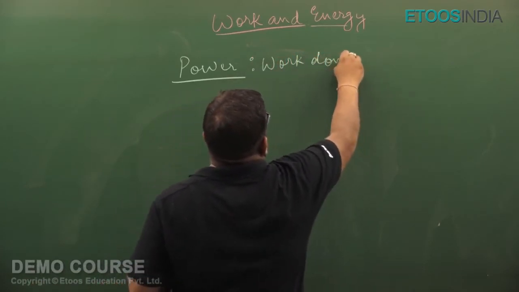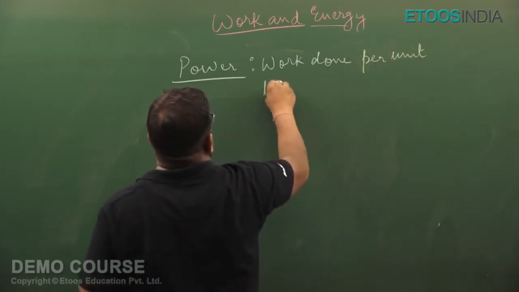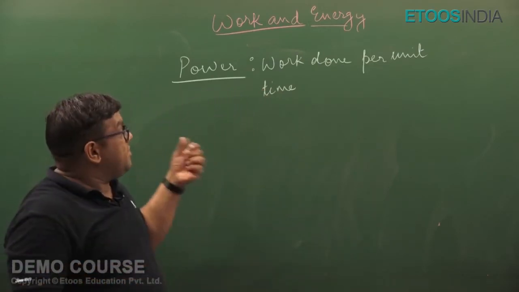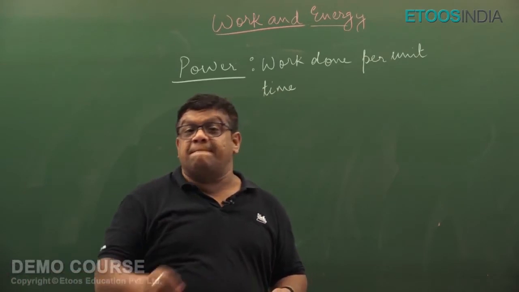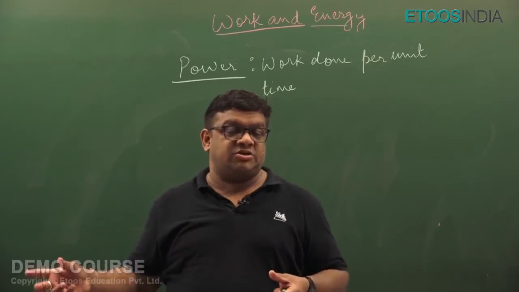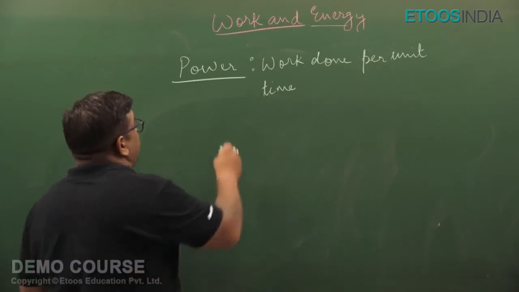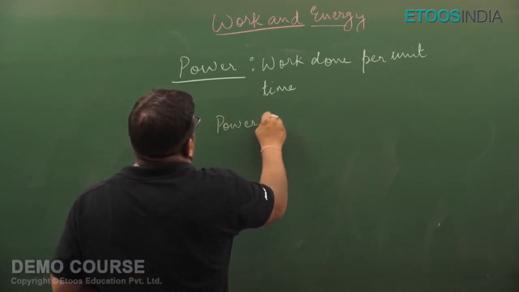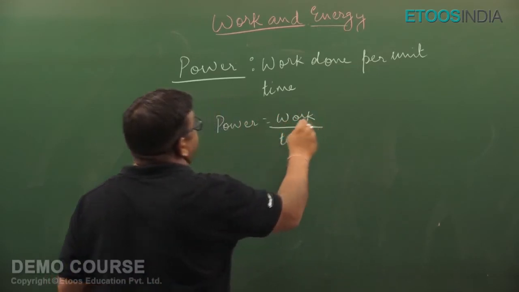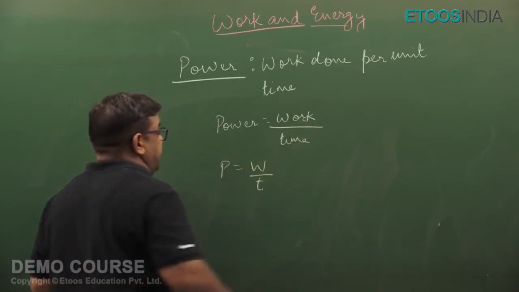work done per unit time. Now, work done per unit time means it is basically a comparative study. It is used for comparison between two objects or two persons doing work, or two things doing work. So the formula becomes power is equal to work upon time. Am I clear? P is equal to W upon T.